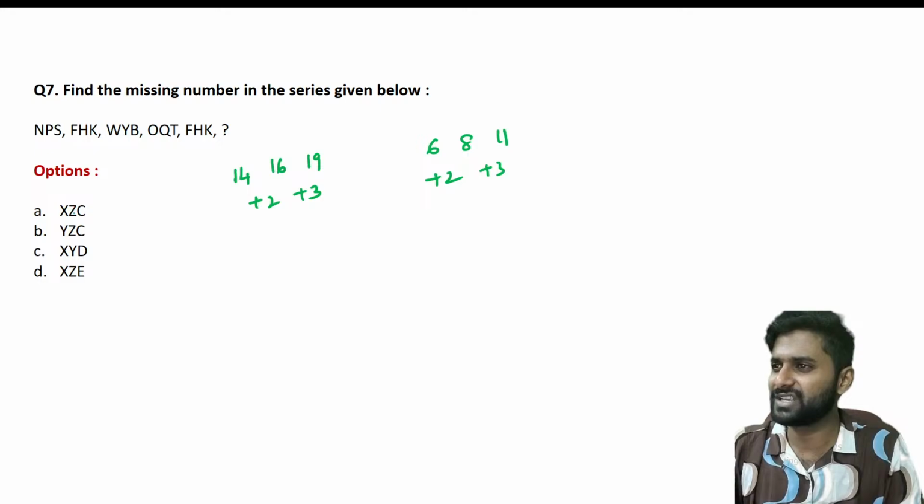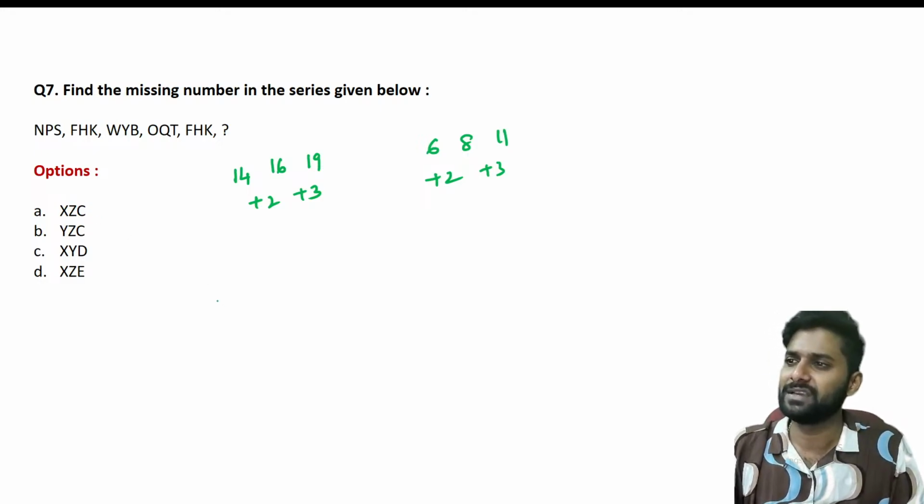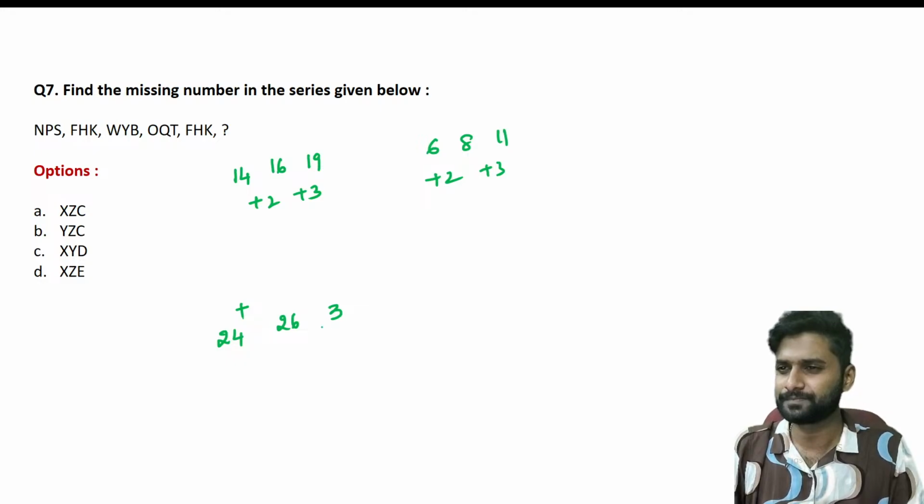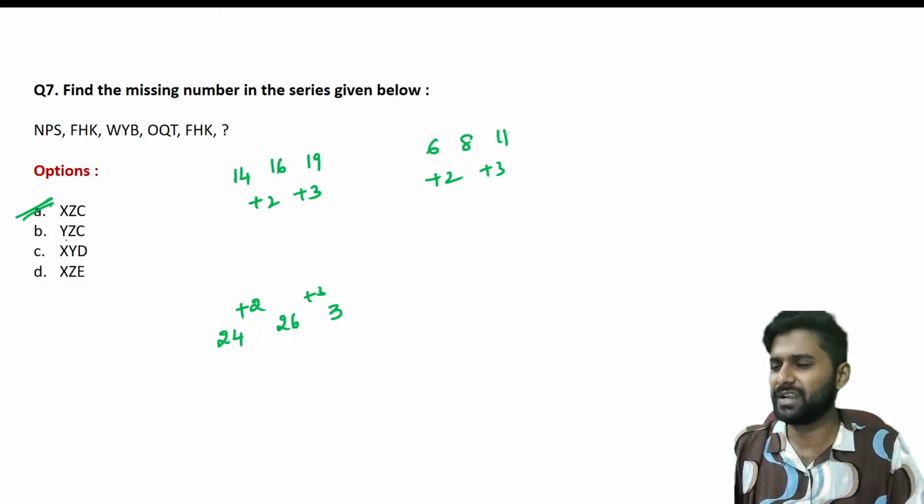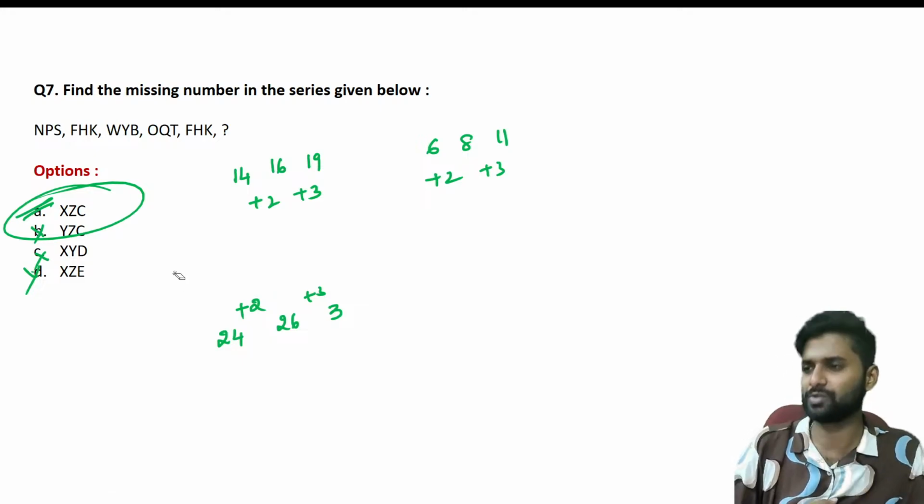Check all these conditions. X and Z and C. You already know that X is the 24th letter, Z is the 26th letter, and the third one is 3. So here the difference is plus 2 and plus 3. So it satisfies our condition. YZ plus 1 is a valid condition. XY and XZ violate all conditions. That's why A is the suitable answer.